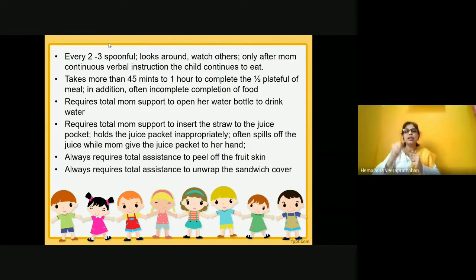She requires total assistance to peel off fruit skin, especially banana. She was very, very fond of banana. She also requires total assistance to unwrap the sandwich cover.